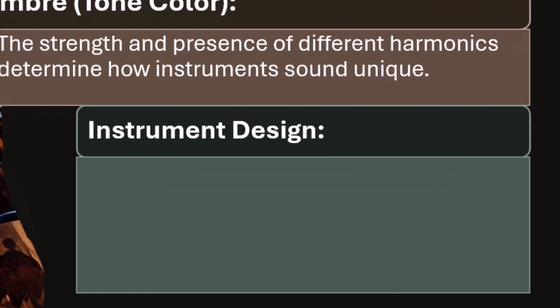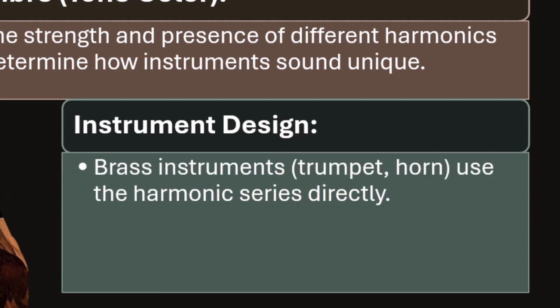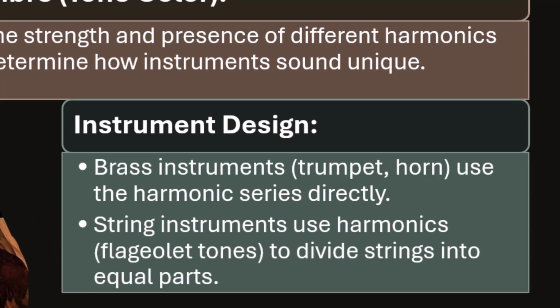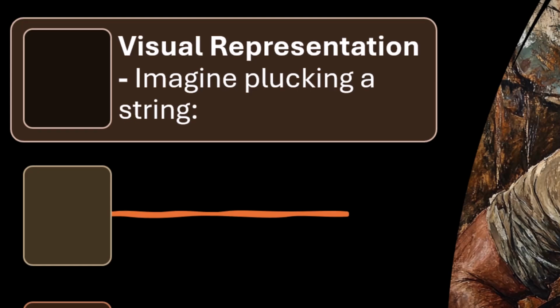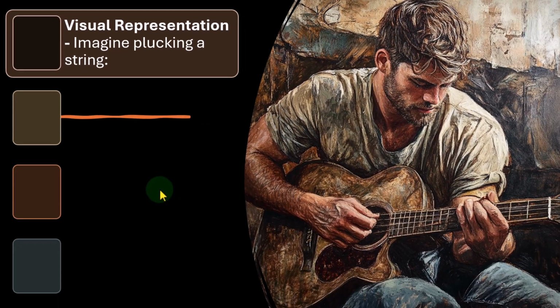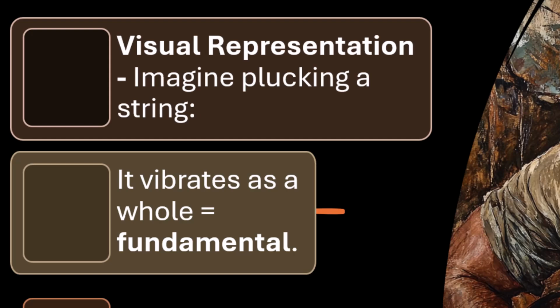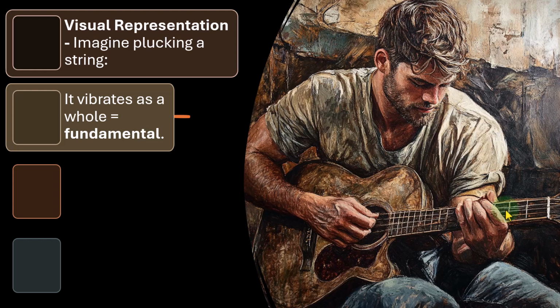So, instrument design. Brass instruments use the harmonic series directly. String instruments use harmonic flageolet tones to divide strings into equal parts. So let's think about the guitar in more detail. Visual representation: imagine plucking a string on the guitar. Let's say we had this one long string on the guitar. You can imagine, in an analogous way, dropping the rock into the puddle. It vibrates as a whole fundamental. So you can imagine the whole string, if you pluck it, vibrating, the whole string just going back and forth. That would be what we can imagine as the fundamental.